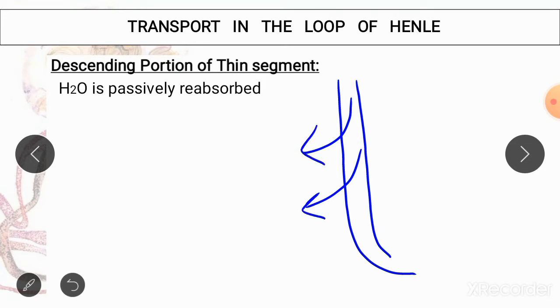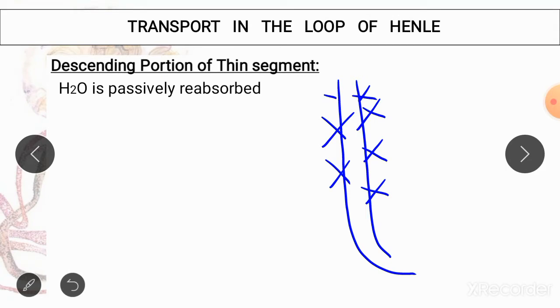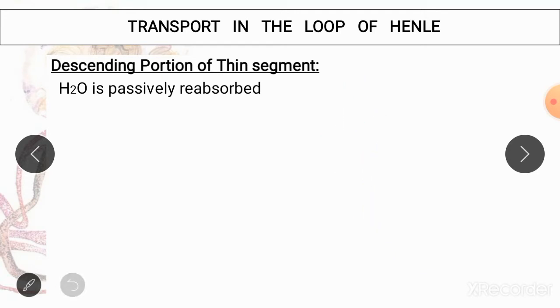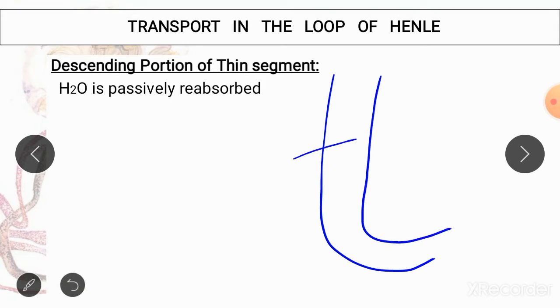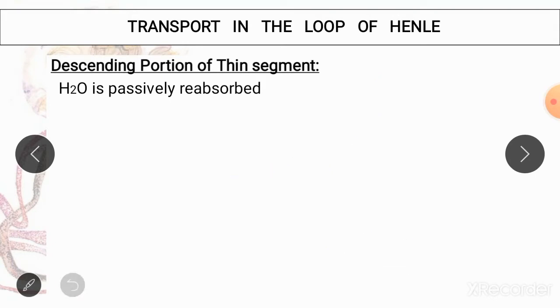of loop of Henle into the peritubular capillaries, and this portion is impermeable to solutes, and no solutes like sodium, hydrogen ions or potassium ions or chloride or glucose can pass from the tubule towards the peritubular capillaries. It is only permeable to water. So the only movement that is going to take place through the descending limb is that of water.